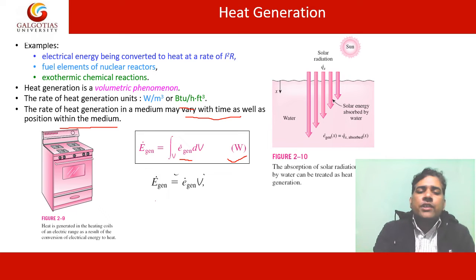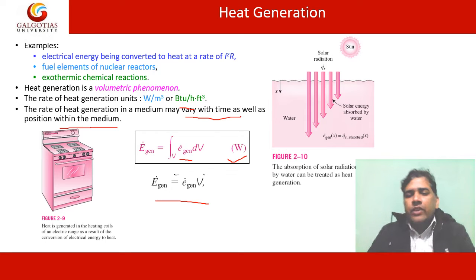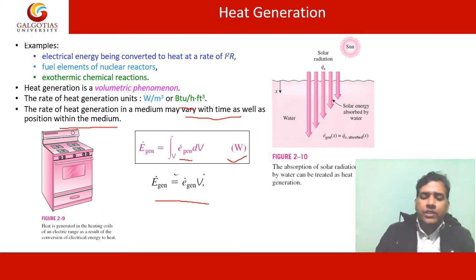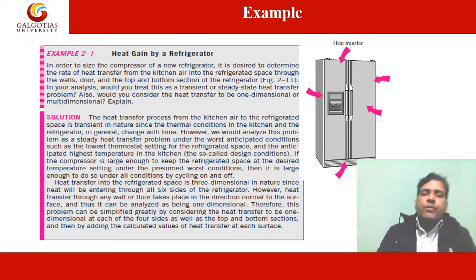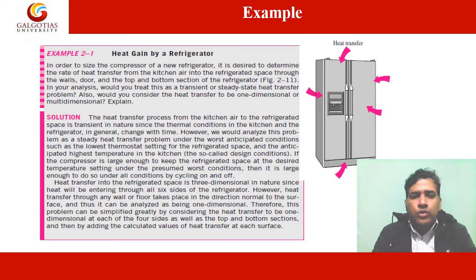So the total heat generated can be given as E dot gen times V. Okay, so this is how the heat is generated within the system, and this is the concept of heat generation within the body.